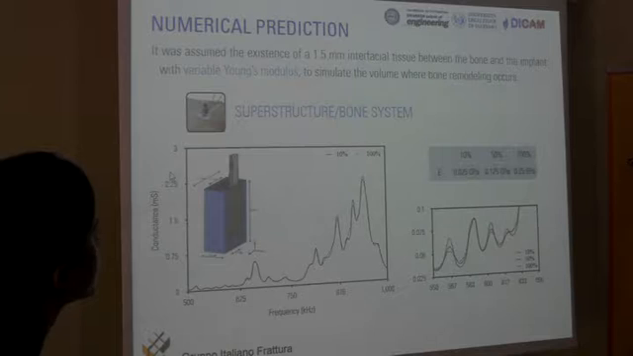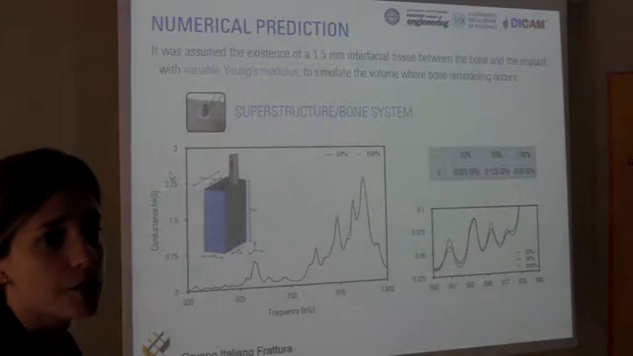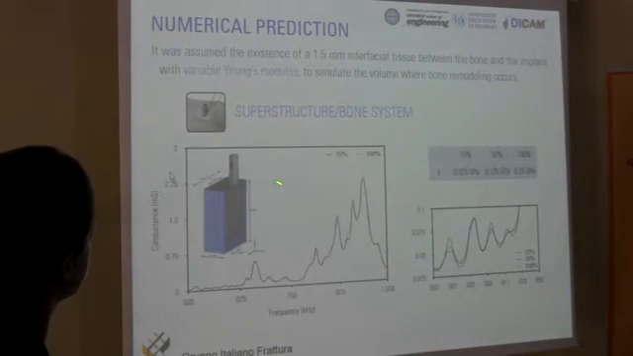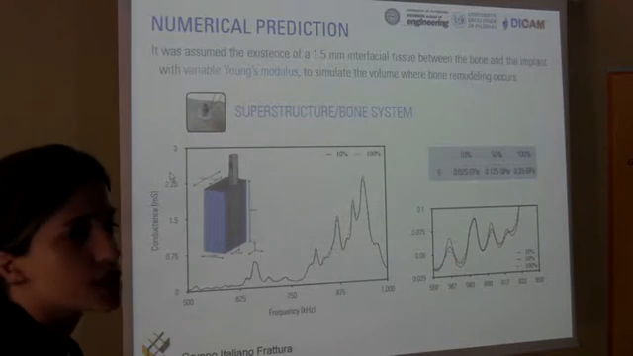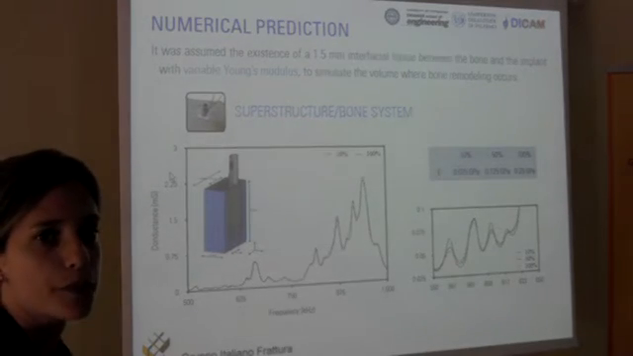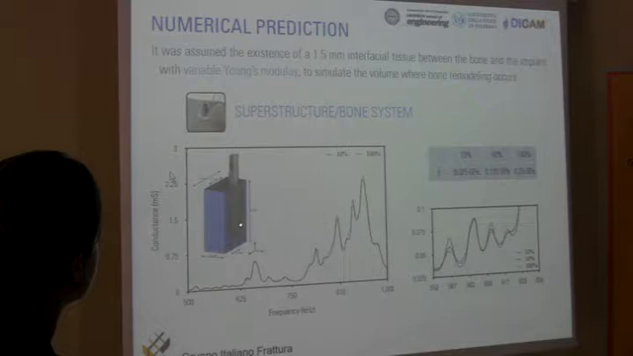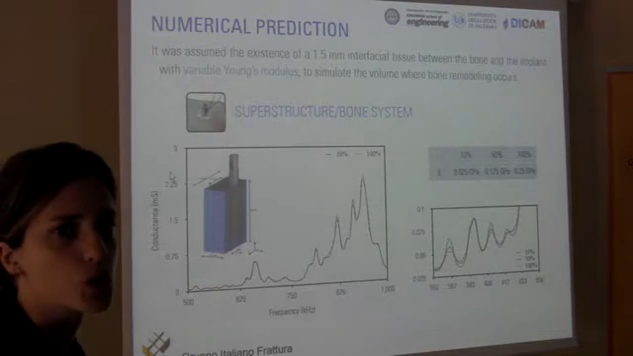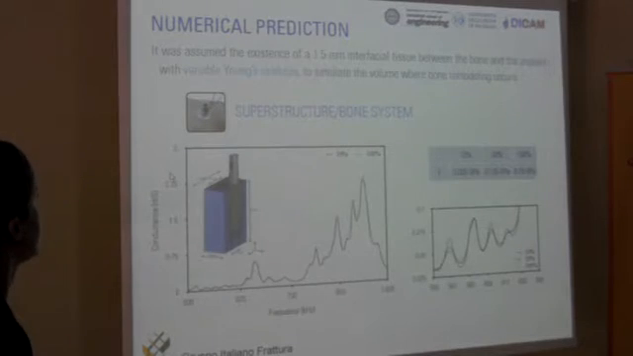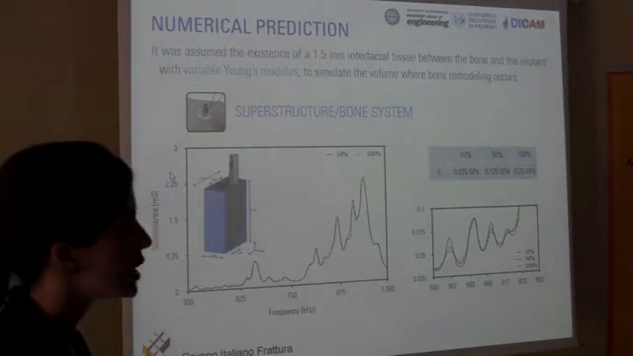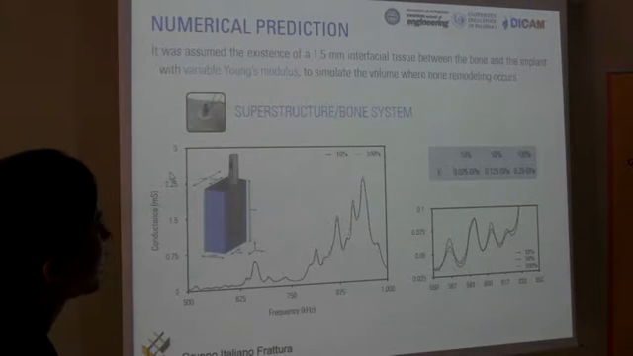To conclude this numerical study, we did a three-dimensional simulation by considering our superstructure inserted in a finite size block that was simulating the bone. And to simulate the osseointegration process, we assumed the existence of an interfacial tissue. This green part represents this interfacial tissue that was 1.5 millimeter, where the Young modulus was considered variable from 10% to 100% of the Young modulus of the bone.